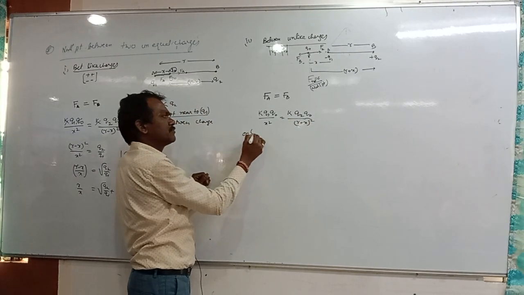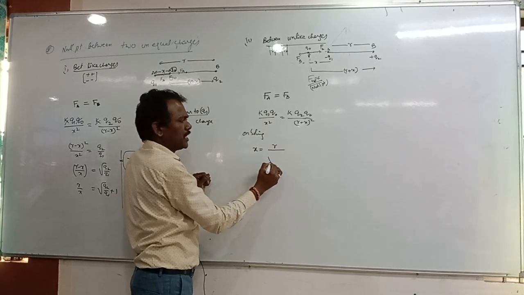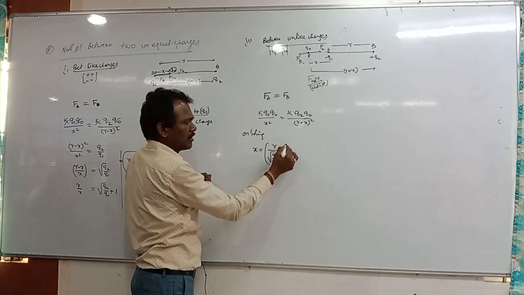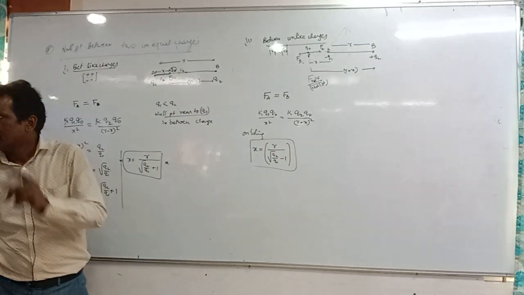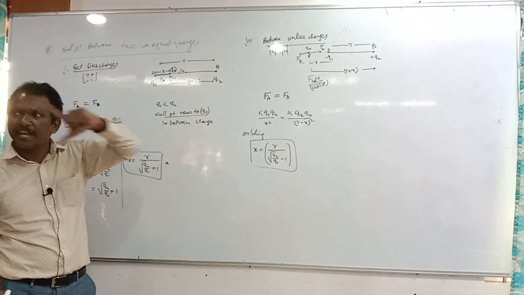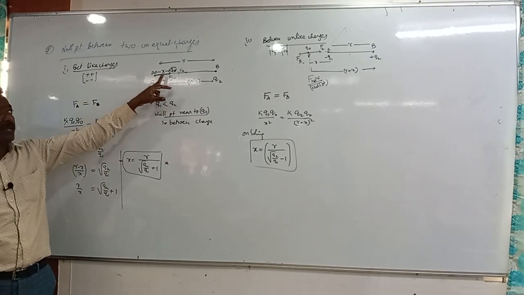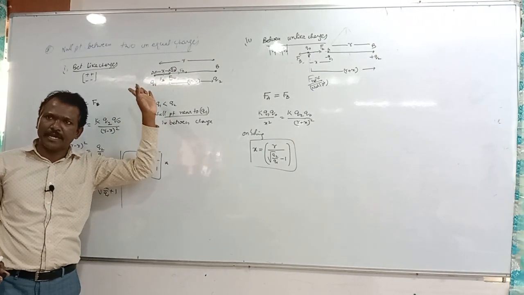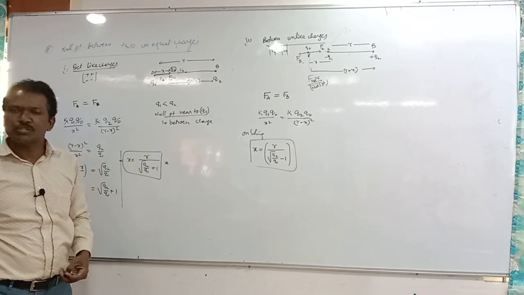So on solving, we get x is equal to r divided by under root of (q2 by q1) minus 1 when unlike charges are taken. For unlike charges, the null point will be outside of the two charges, on the line joining the two charges. Here the null point is in between the two charges, on the line joining them. So this is the null point between these two charges.